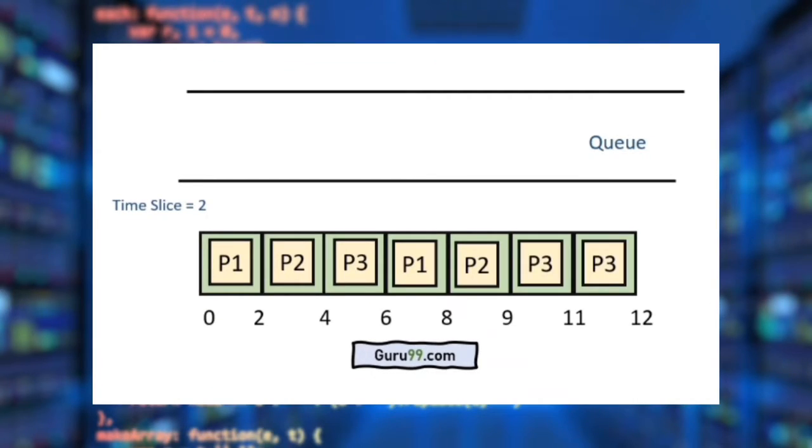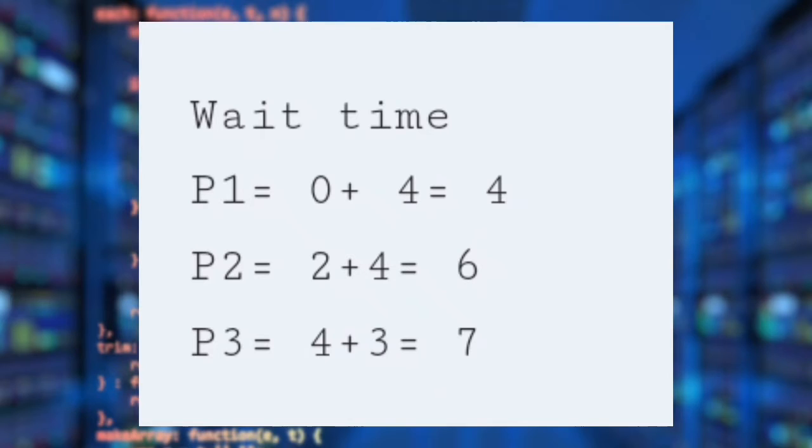Step 6, P2 has a burst time of 3. It has already executed for 2 intervals. At time equals 9, P2 completes execution. Then, P3 starts execution and continues till it completes. Step 7, let's calculate the average waiting time for the above example.